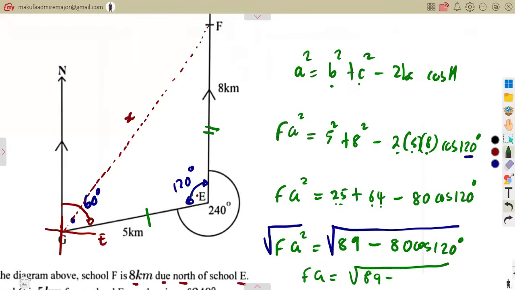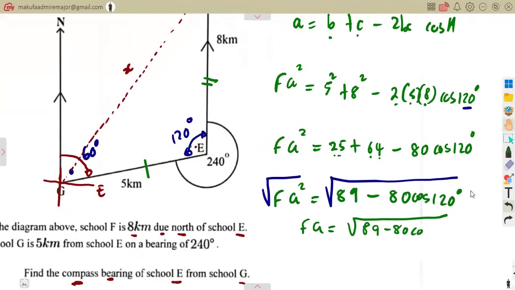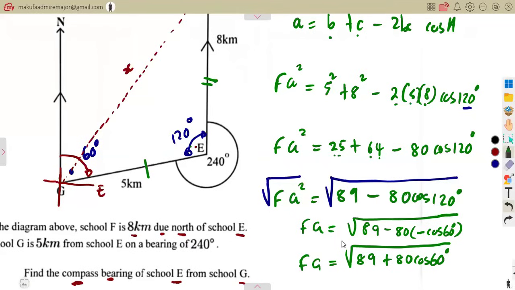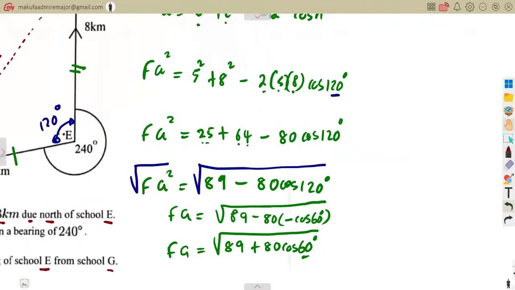But you're supposed to be given the value for the cos of 120 degrees, which will actually be the negative of the cos 60. So when you are given the values, it was supposed to be negative cos 60 degrees, which will give you a plus there, which will be 89 plus 80 cos 60 degrees under the square root. So at this stage, guys, we can just simplify up to this. You're not given the values that you can actually work with, the other angles and so forth. But in a case that they now want us to understand these values, then you have to know these values.